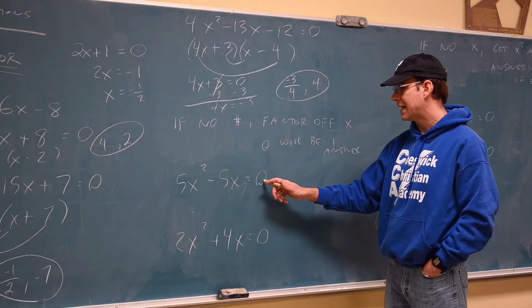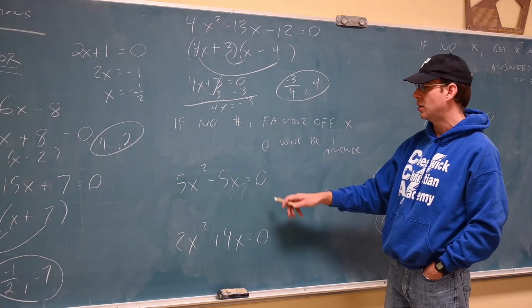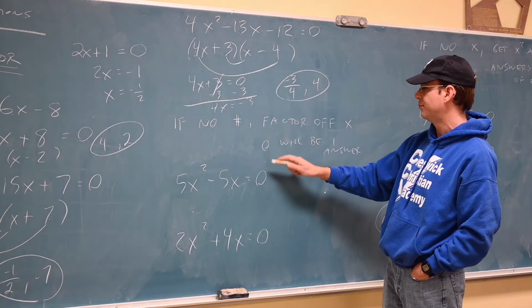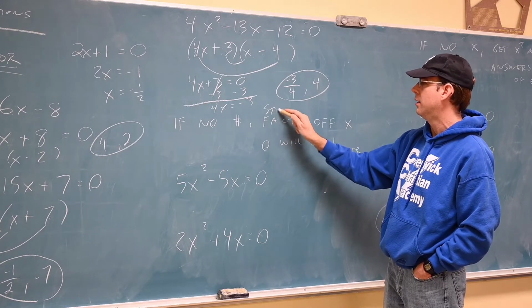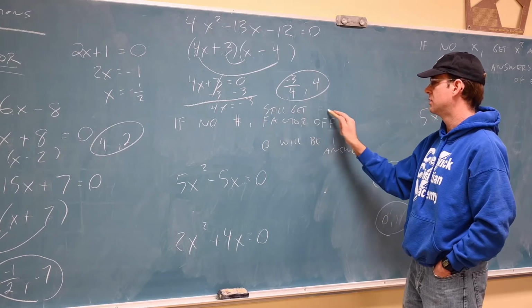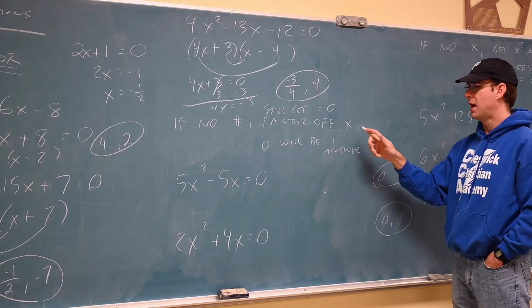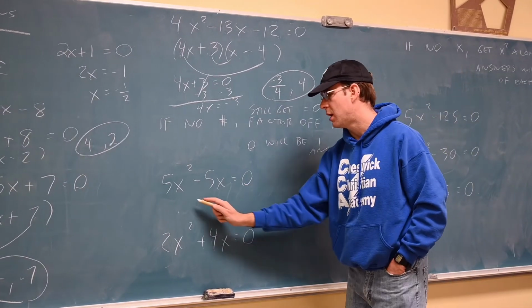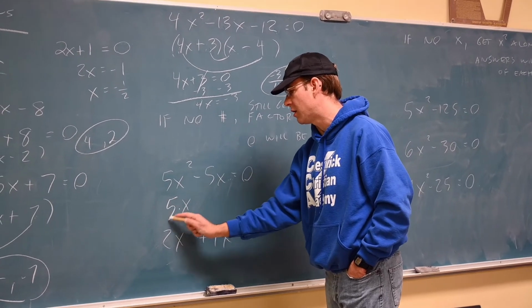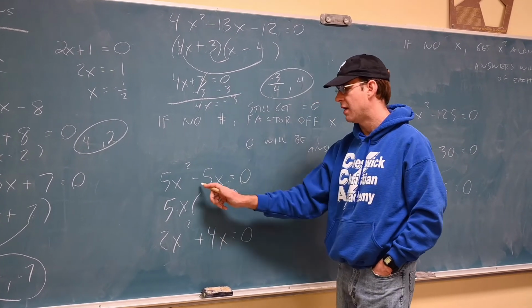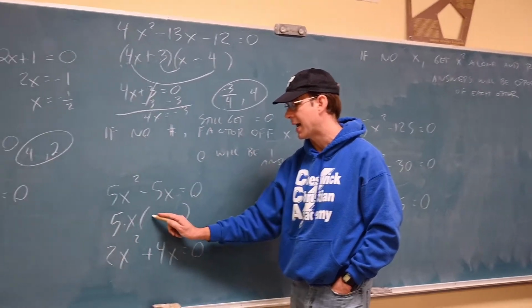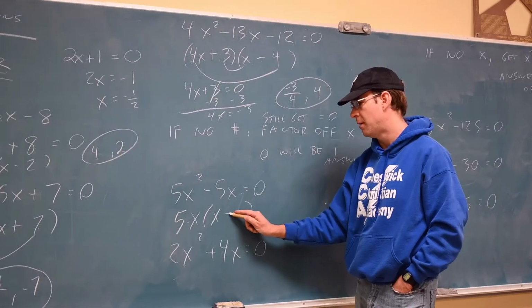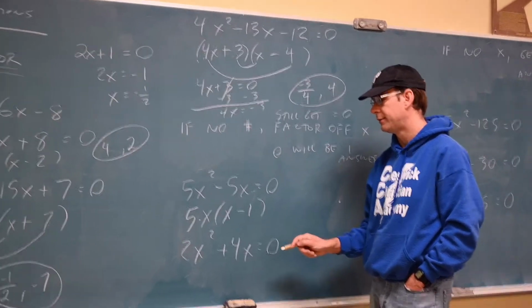We still would want to get these equal 0, so that advice still applies, so maybe I should put that on there. If there's no number, still get it to equal 0 before you factor off the x. But for this, I would not just take off an x, I'd also take off a 5. If we take off a 5 and an x, it would leave an x, a minus, and a 1.